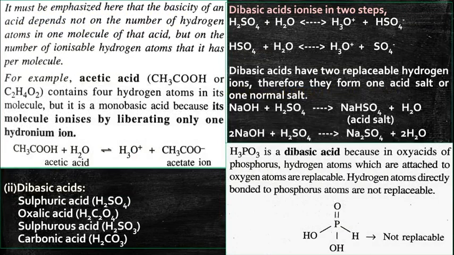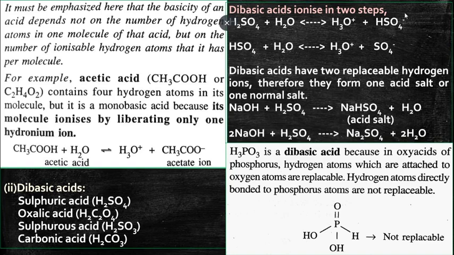Okay, continuing. I have told you why acetic acid is known to be a monobasic acid: because of producing only one hydronium ion, the positive ion, and the remaining are present in the negative ion. Then dibasic acid. Examples for dibasic acid: sulfuric acid, oxalic acid, sulfurous acid, carbonic acid. If you notice this, two hydrogen ions are present. It doesn't only mean that because of the presence of two hydrogen ions, but also it ionizes in two steps.